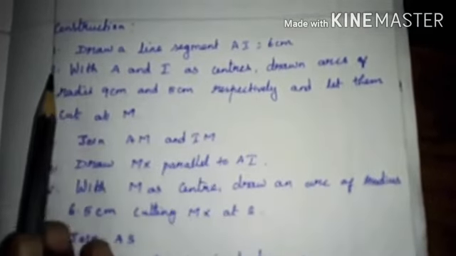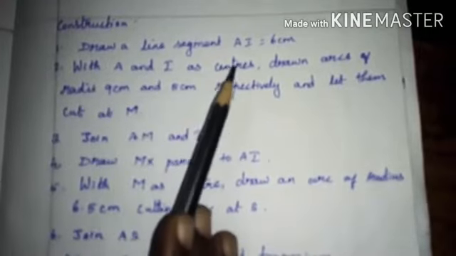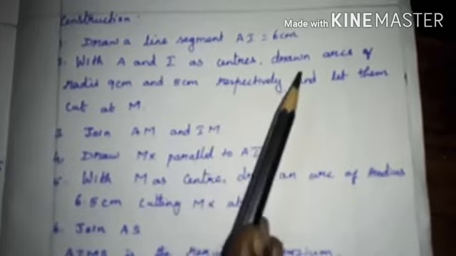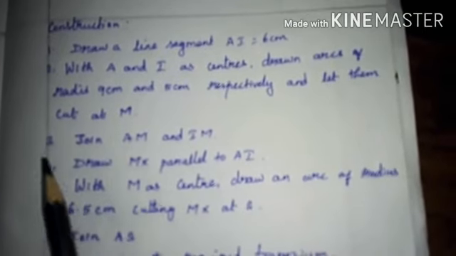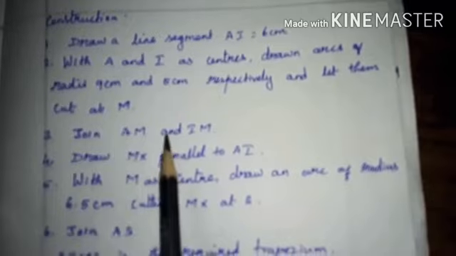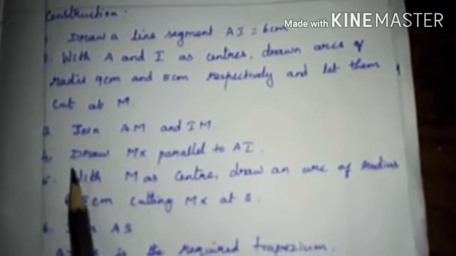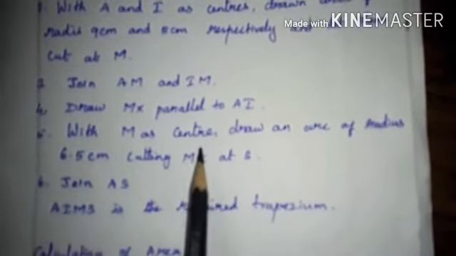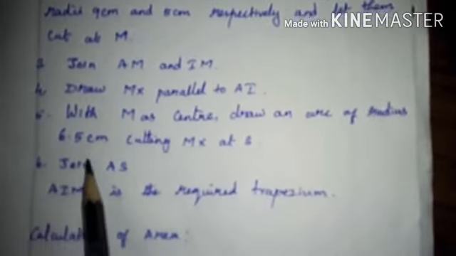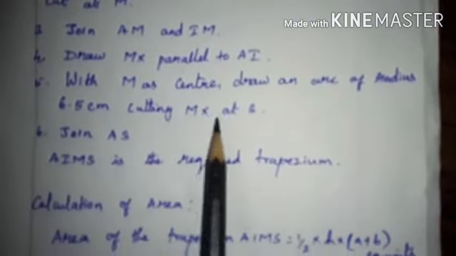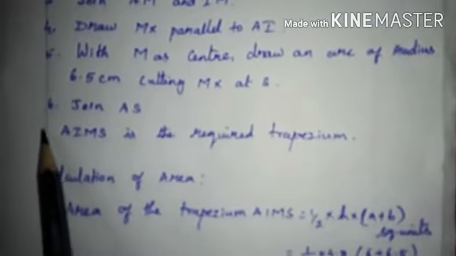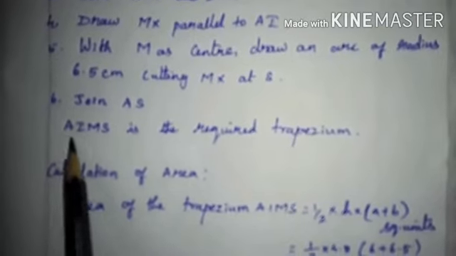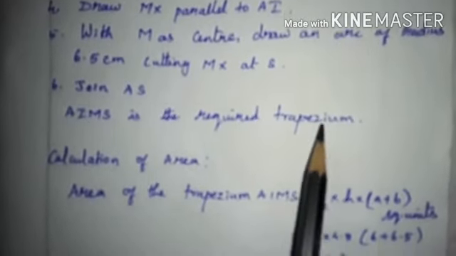First, you have to draw the line segment AI equal to 6 cm. Then with A and I as centers, draw the arcs of radii 9 cm and 5 cm respectively and let them cut at M. Next, join AM and IM, and the fourth step is draw MX parallel to AI. The fifth one is with M as center, draw an arc of radius 6.5 cm, cutting MX at S. Then the sixth step, join AS. Now AIMS is the required trapezium.